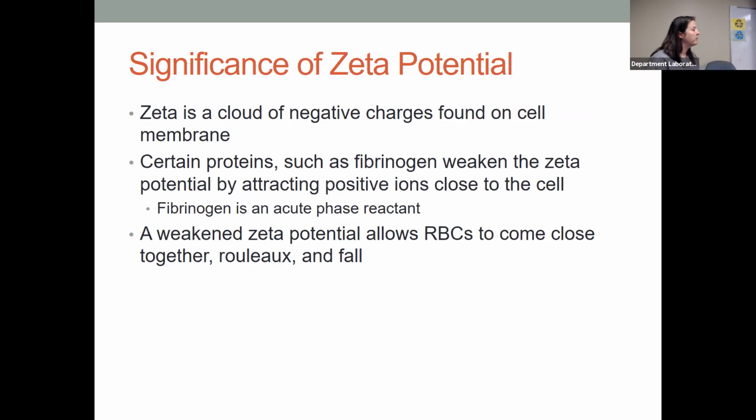So what can interfere with our zeta potential, that cloud of negative ions around the red cells? Any type of condition that causes an increase in proteins, acute phase reactants, any type of inflammation such as osteoarthritis, rheumatoid arthritis. If those patients are currently having a flare-up of those conditions, their ESR value is going to be very increased. And again, once that zeta potential is broken down, the cells will be able to rouleau and fall quicker, and they will have an increased ESR value.